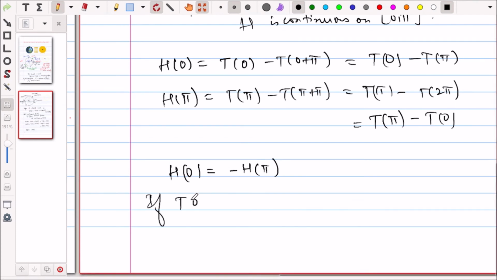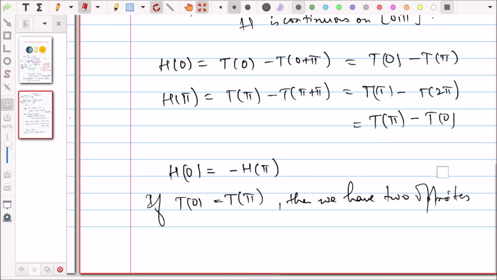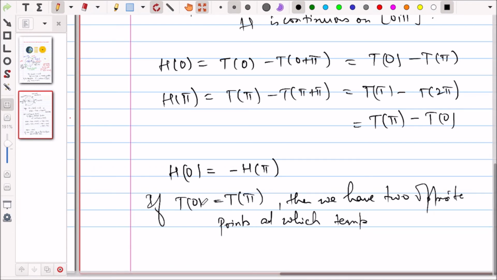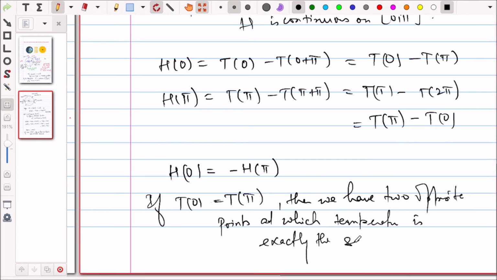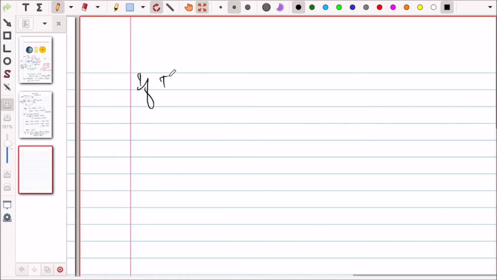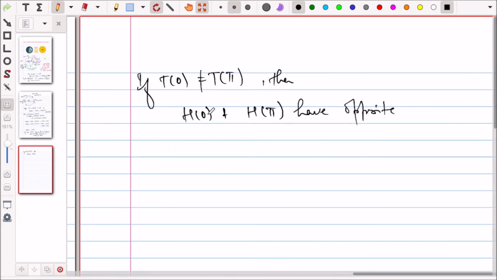Now if t0 is equal to t pi, then we have two opposite points, antipodal points at 0 and pi, at which the temperature is exactly the same. If t0 is not equal to t pi, then h0 and h pi have opposite signs. One is positive and one is negative, because one is t0 minus t pi and another is t pi minus t0, so they have opposite signs.